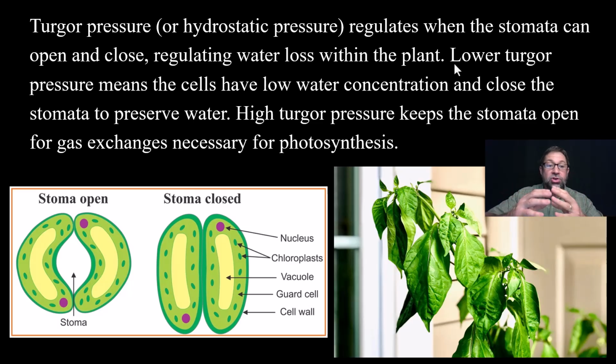Lower turgor pressure means the cells have low water concentration, thus the plant wilts and those guard cells close, those stomata close to preserve water. High turgor pressure and the plant swells and the guard cells swell and the stomata are going to be open for gas exchange necessary for photosynthesis.